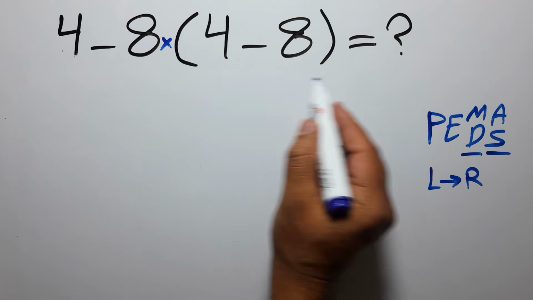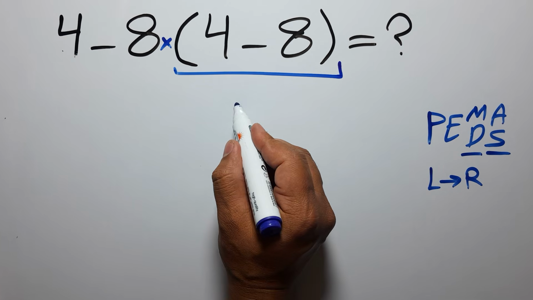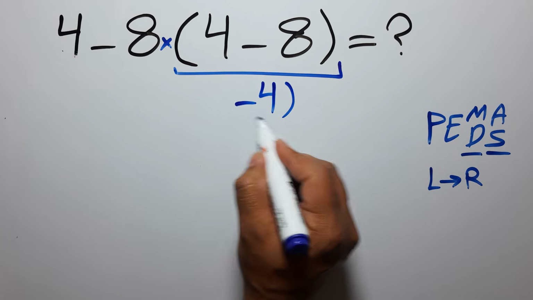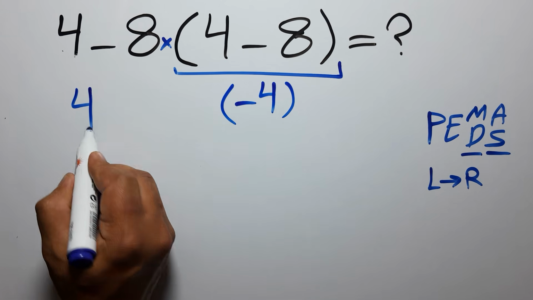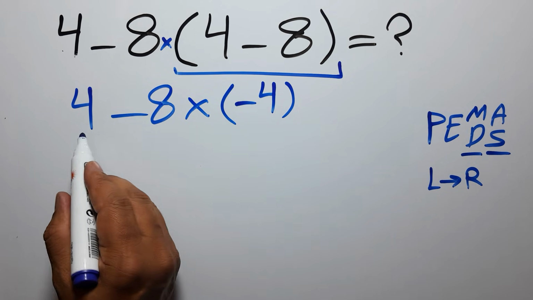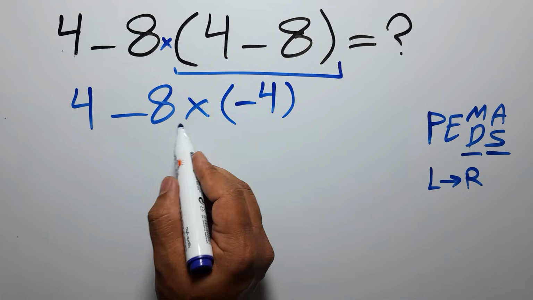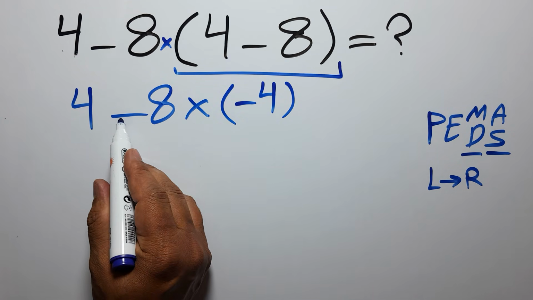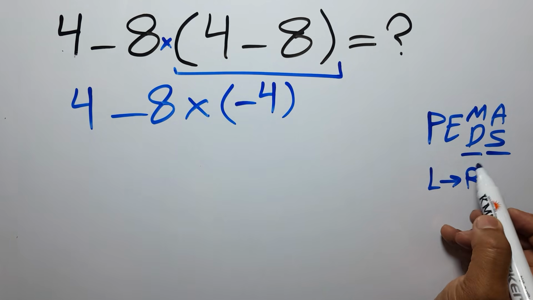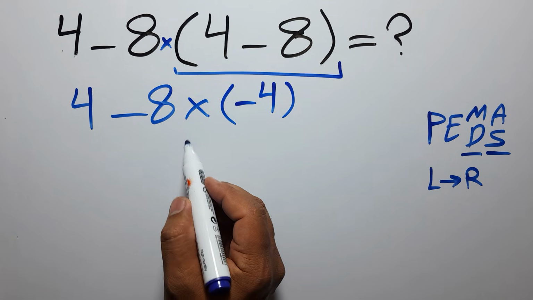So first we have to do this parentheses. Inside this parentheses we have 4 minus 8, which equals negative 4. So we have 4 minus 8, then times negative 4. Now we have one subtraction and one multiplication. According to PEMDAS, multiplication has higher priority than subtraction, because multiplication comes before subtraction. So here first we have to do this multiplication.